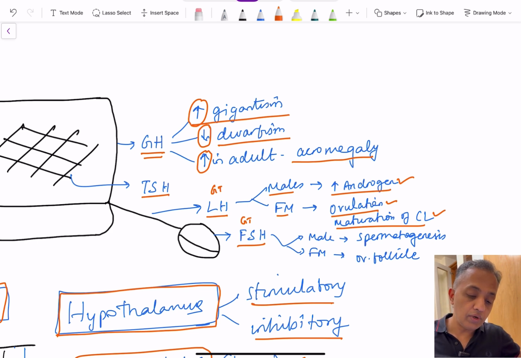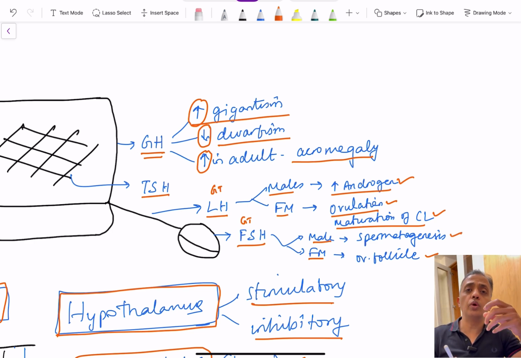Follicle stimulating hormone, as the name implies, stimulates the growth of follicles. So in females, it stimulates the growth of ovarian follicles. In males, there are no follicles, but instead they have spermatids and spermatogonia, so it helps in the process of spermatogenesis. So follicle stimulating hormone stimulates the development of follicles in both males and females.